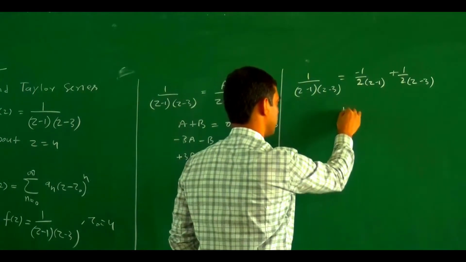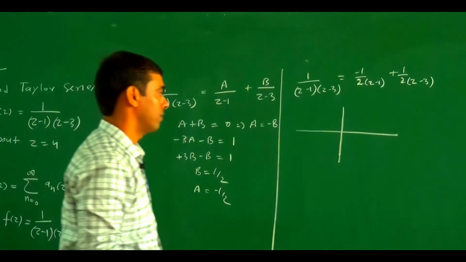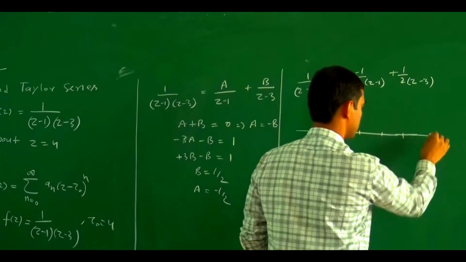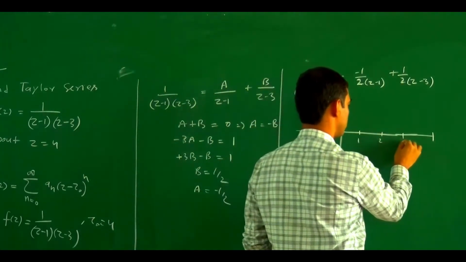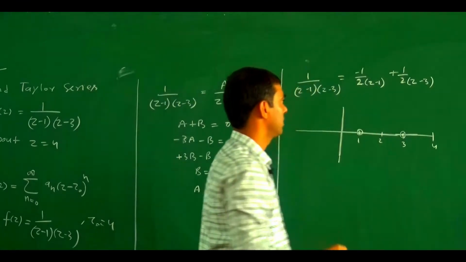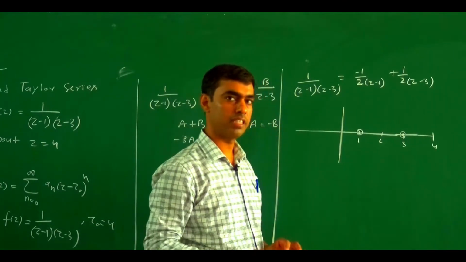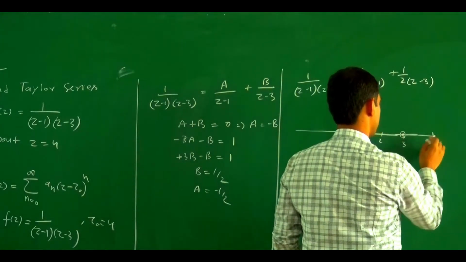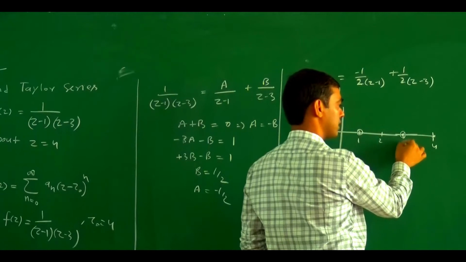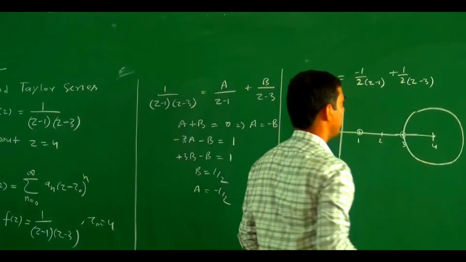If we draw this, we mark z equals 1, 2, 3 and 4. At z equals 1 and z equals 3 the function is not analytic. We want the Taylor series expansion about z equals 4. So, what is the maximum circle that we can draw without including the point where the function is not analytic? This is the circle.